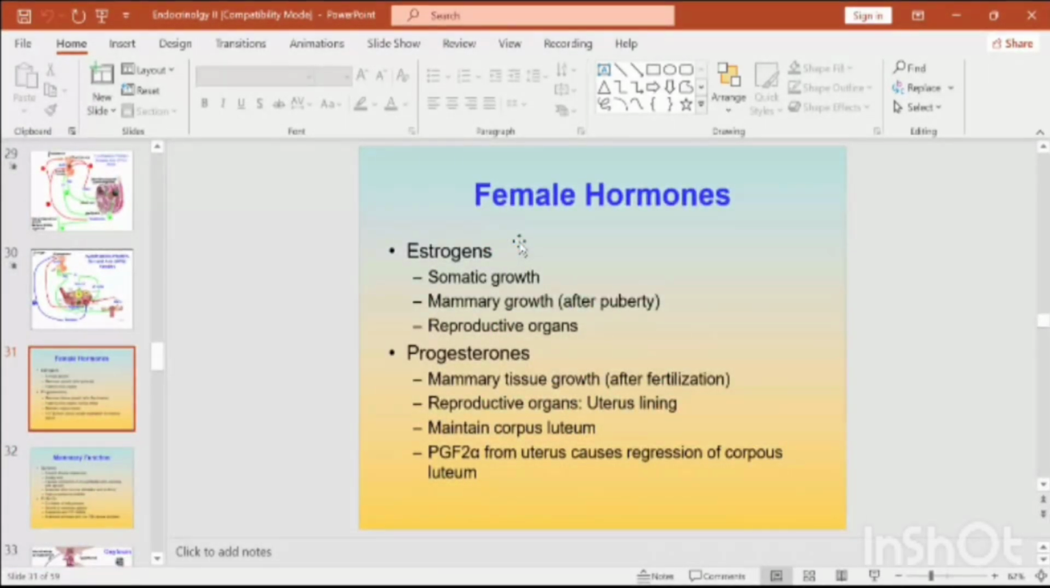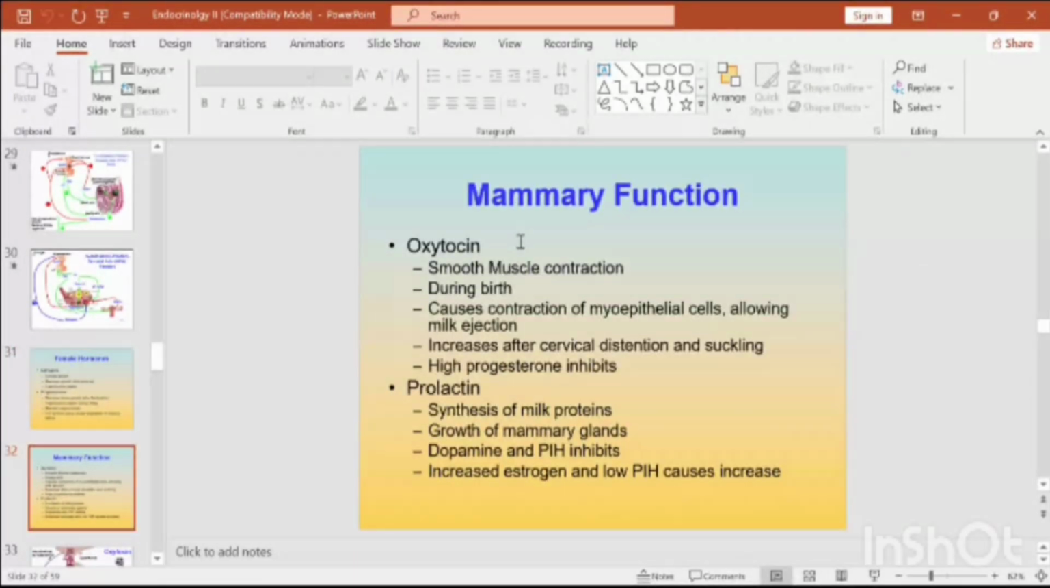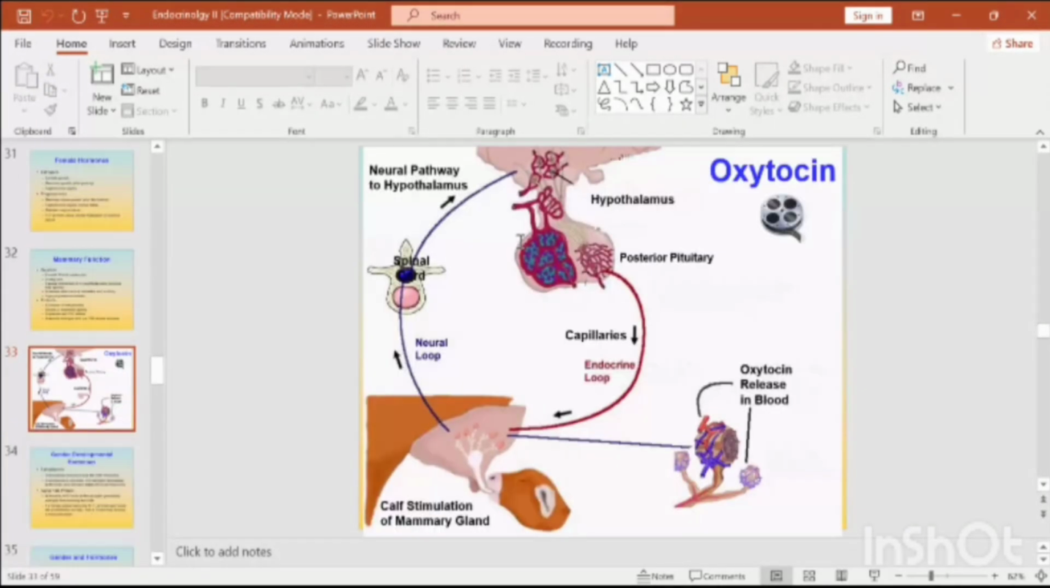So quickly we can look at the female hormones. The female hormones include both estrogen and progesterone, and the effect usually starts to be felt from the pubertal stage until the later stages. We also have oxytocin and prolactin, and oxytocin, we said, takes part during the process of giving birth, meaning it causes the contraction of the smooth muscles. So prolactin is concerned with the synthesis of milk.